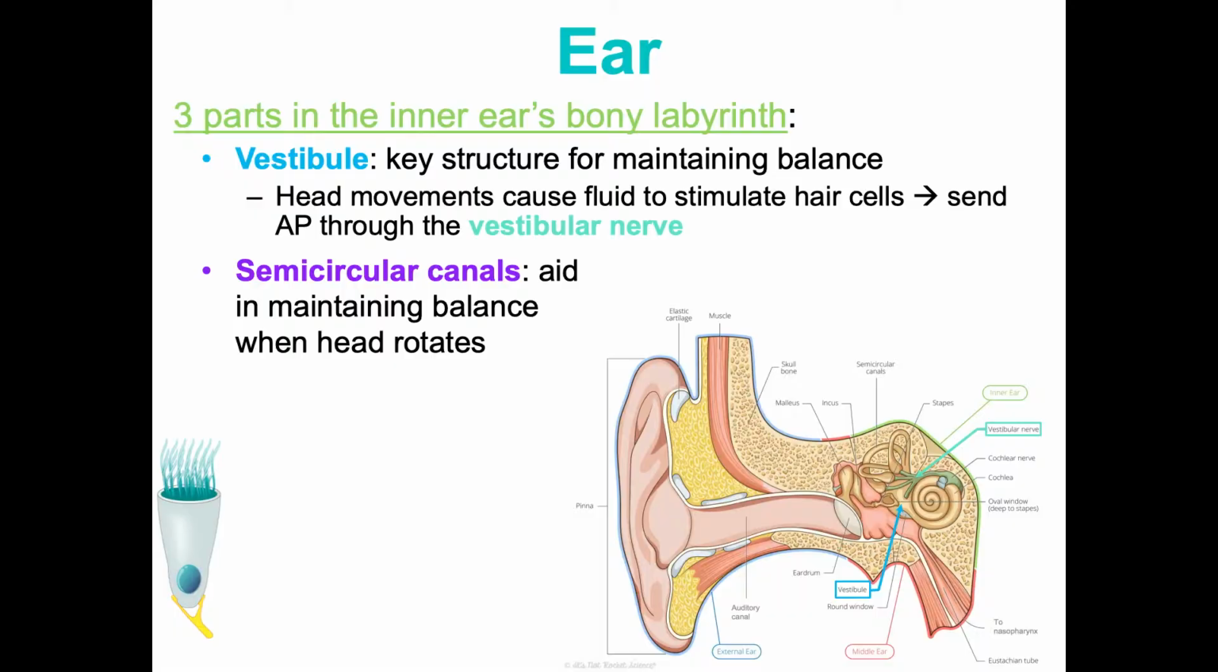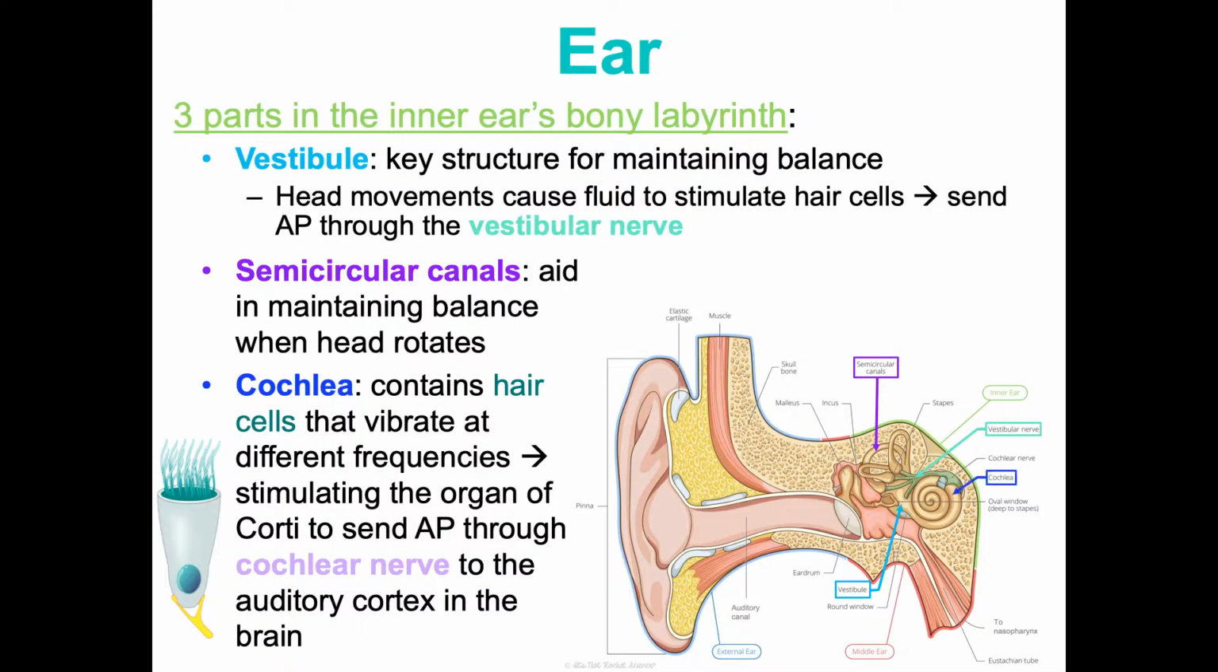Your semicircular canals aid in maintaining balance when your head rotates. You can see those pictured here. And then your cochlea, which looks like a snail, has a ton of hair cells, and these vibrate at different frequencies. And so they stimulate the organ of Corti to send action potentials through the cochlear nerve, which is pictured there, to the auditory cortex in your brain. Think of the organ of Corti like the microphone of your inner ear. It's just inside your cochlea. So it's just going to magnify that so that then we can send it to your brain. And that is how we hear. Those are our special senses.